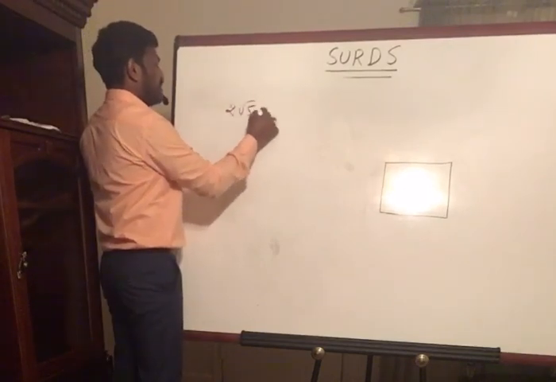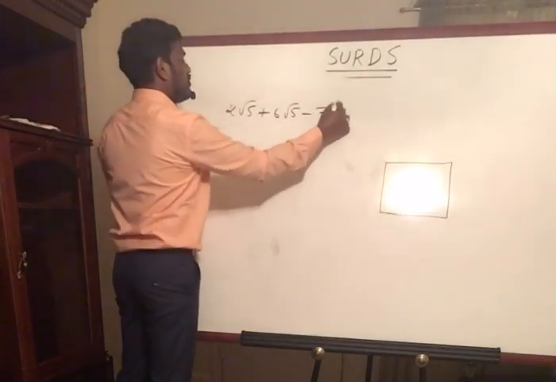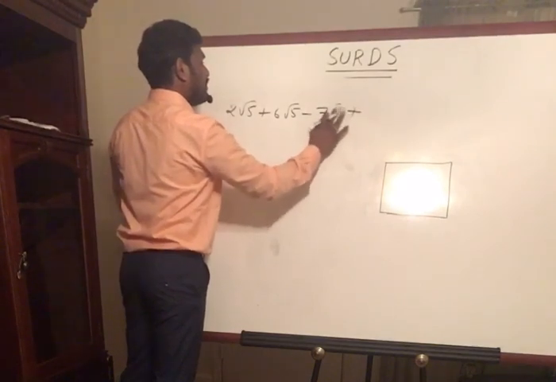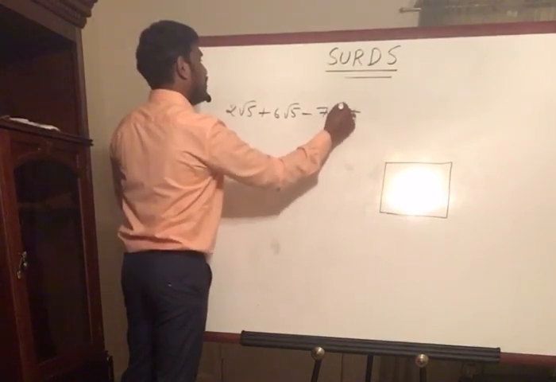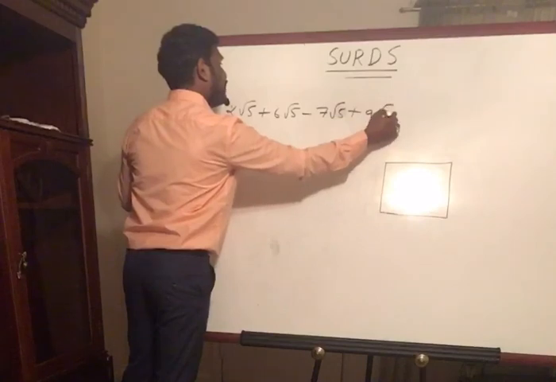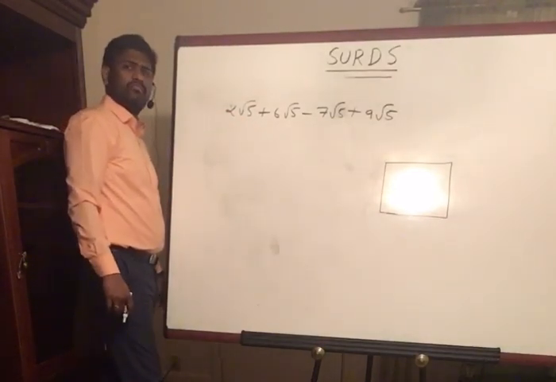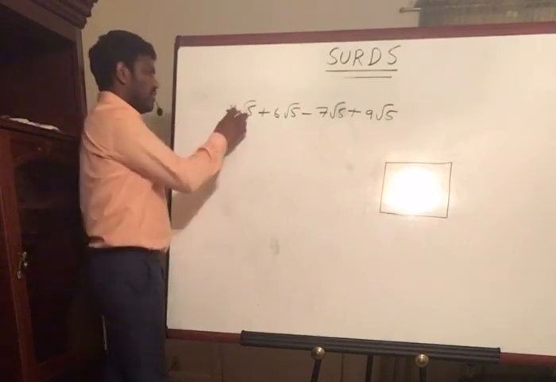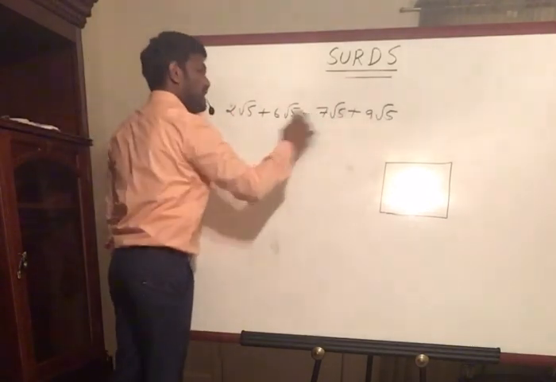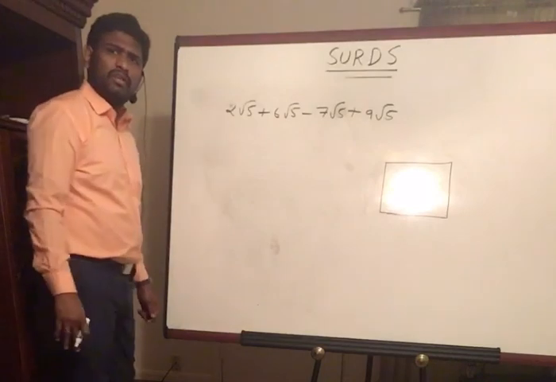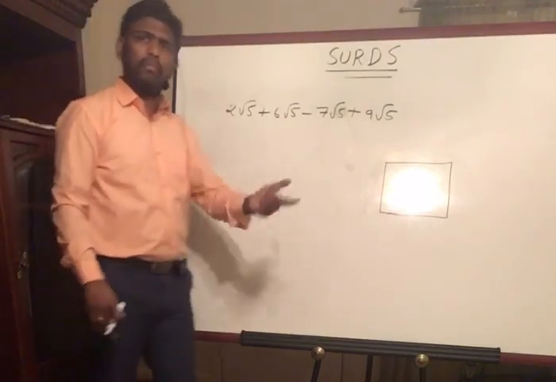2 root 5 plus 6 root 5 minus 7 root 5 plus 9 root 5. Check if all of them are similar surds or not. Root 5, root 5, root 5, root 5, same surds. So all of them are similar surds. Now we can add or subtract whatever we can do.